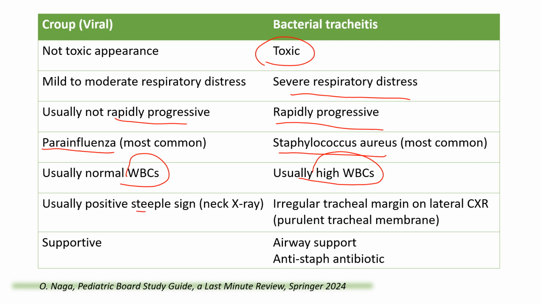In croup, there is usually a positive steeple sign in the frontal view of the neck x-ray. However, this can be a normal variation in children. In bacterial tracheitis, there is an irregular tracheal margin on the lateral x-ray, which is a purulent tracheal membrane. The treatment of croup is supportive. Here, for bacterial tracheitis, airway support, for example, endotracheal intubation, and anti-staph antibiotics.